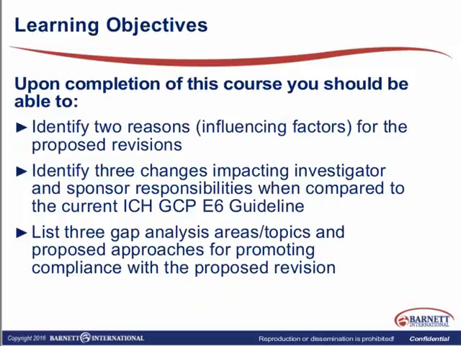So our learning objectives, when we're done today, we should be able to identify 2 reasons, the influencing factors for the proposed revision. So why did we revise it in the first place? We being the people that revised it, not me personally. We're going to identify 3 changes impacting investigator and sponsor responsibilities when compared to the current ICH GCP E6.